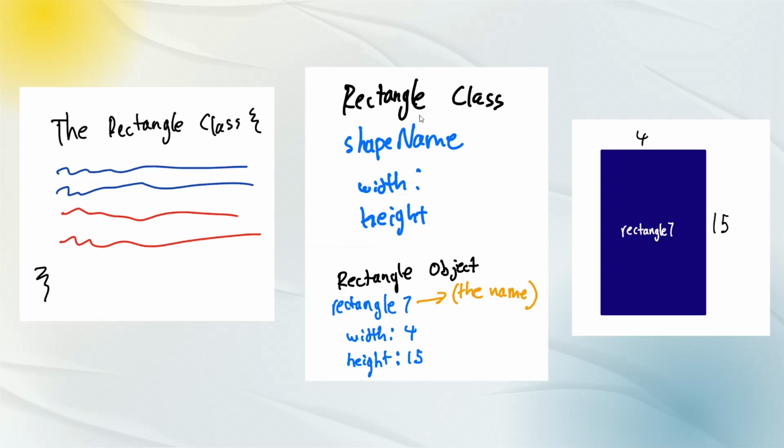Same in this case. A rectangle is a class, and rectangle7, which I just randomly decided to create, is an object. It is an instance of the rectangle class. So rectangle7 has a width of 4 and a height of 15, and rectangle7 is the name of the rectangle object. And you can see on the right that this is the object. This doesn't mean this is the only possible rectangle. That's just the rectangle that I created. But the rectangle class itself is a template to create any rectangle. But rectangle7 is an object, which is an instance of the class.